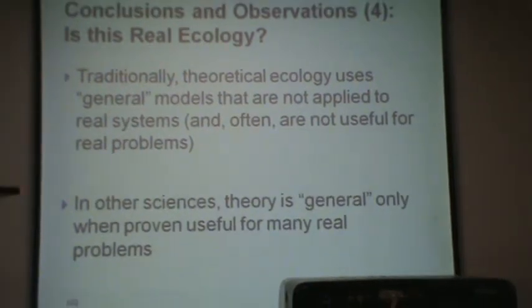So it raises this question, are we doing real ecology? Can we get published in high-class journals? Traditionally, theoretical ecology uses general models, and they mean general as in not applied to real systems, and often we find that means they're not really useful for real systems. Whereas in other sciences, I think we use the term theory as being general only when we've shown that it solves a variety of real problems. And I think we need to push ecology in this direction: if we want to show that our theory is general, the first thing to do is show that it solves at least one real problem.